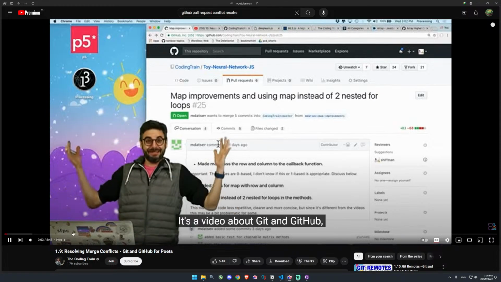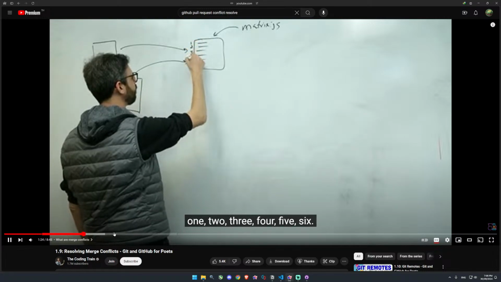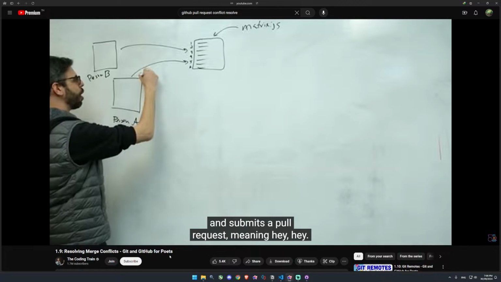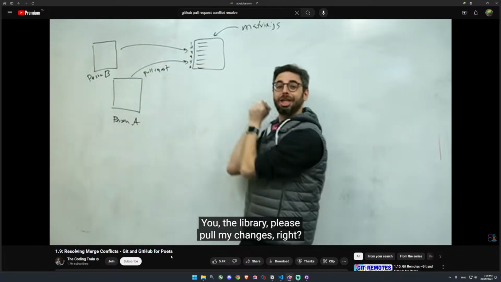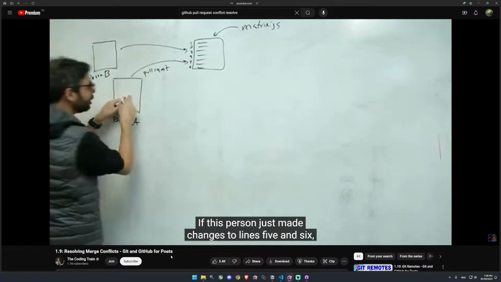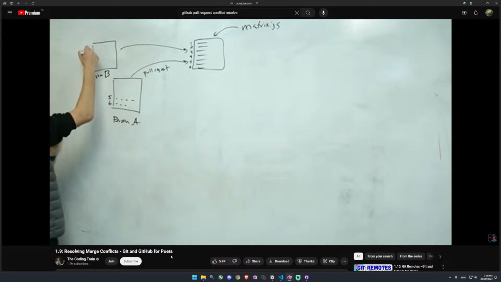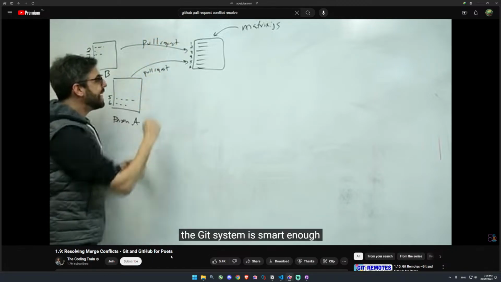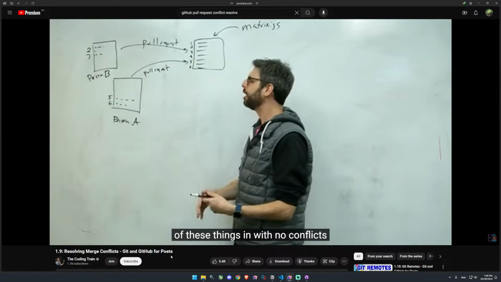You can think of the lines as 1, 2, 3, 4, 5, 6. Now, if person A makes a change and submits a pull request, meaning, hey, I want to push my changes to you, but I'm requesting that you pull my changes. If this person just made changes to lines 5 and 6, and this person's doing the same thing, but made changes to lines 2 and 3, Git is smart enough to figure out how to pull both of these in with no conflicts, because there are no conflicts.